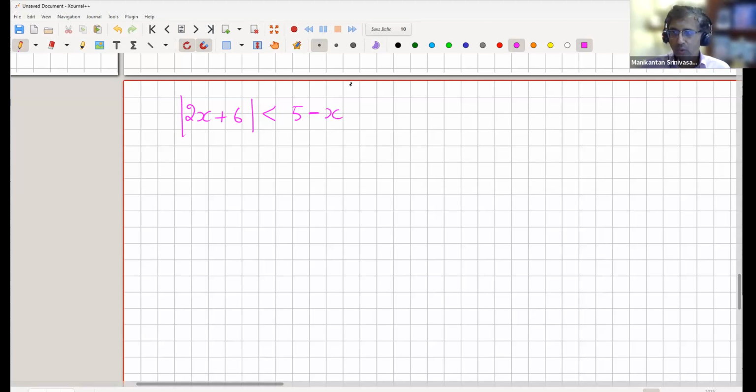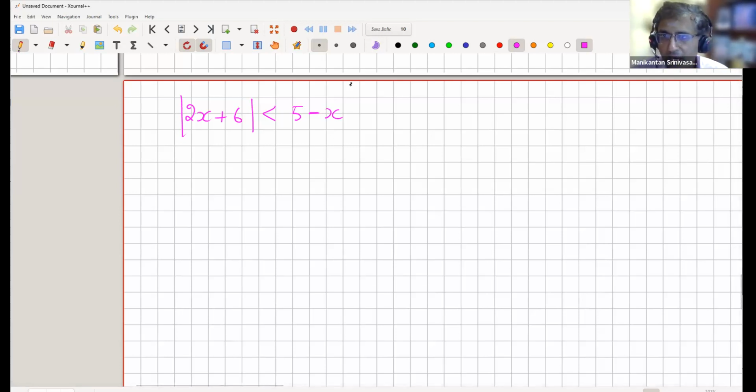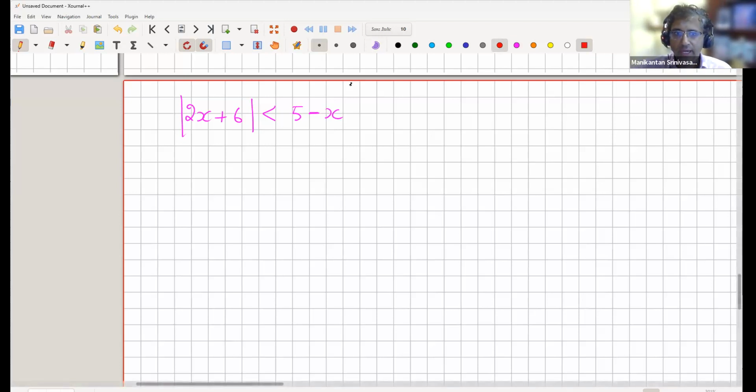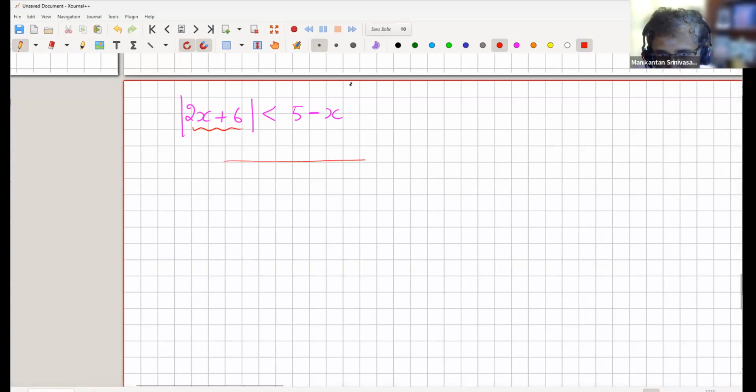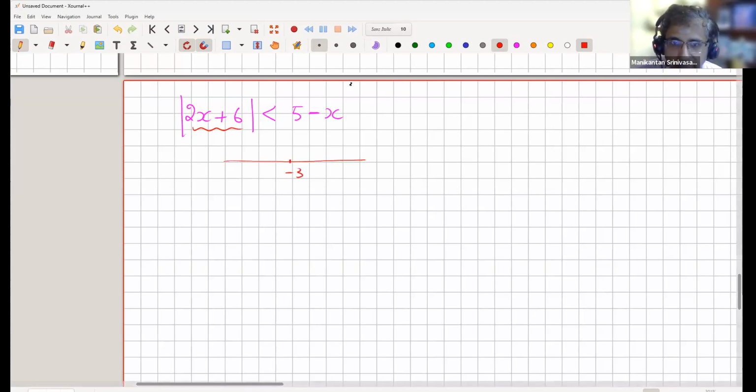Okay, so the way we do this is, again, we'll look at what will cause 2x plus 6 to become 0. 2x plus 6 will become 0 when x is equal to minus 3. So on the number line, I'll mark minus 3, and then I'll divide the problem into two parts.